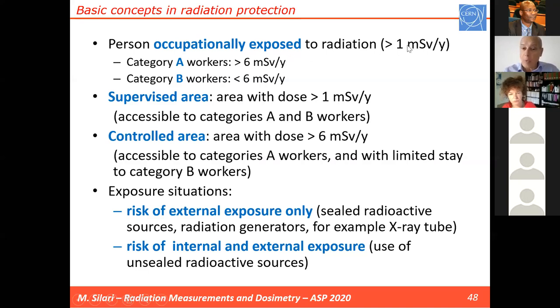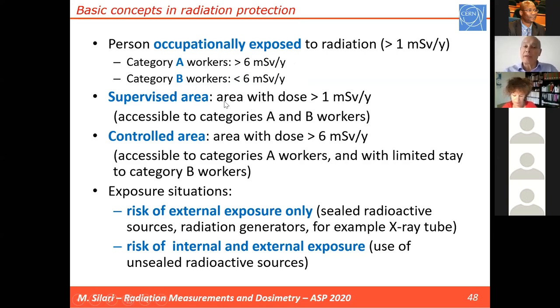So if you can exceed 1 millisievert per year, then we classify workers in two classes. Category A workers can exceed 6 millisievert per year, so they could potentially be exposed to the maximum of 20 millisievert per year. A category B worker would not exceed 6 millisievert per year. This distinction is important because in certain countries you have, for instance, compensation in terms of salary or leave according to whether you are category A or B.